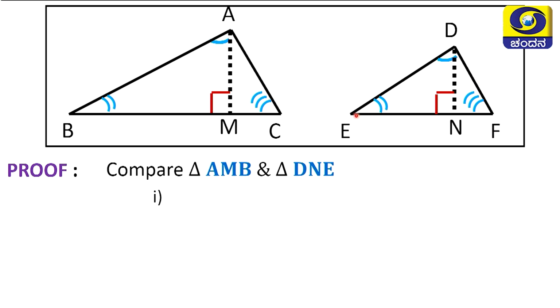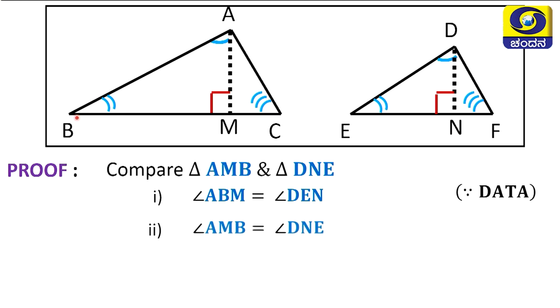The first one: is that angle equal, children, in both? Yes, angle ABM is equal to angle DEN. Do you know the reason? It is because of data. In the data it is said that they are similar. Similar means equiangular. Which is the next angle you want to propose? Angle AMB and angle DNE are each equal to 90 degrees. Do you know the reason? Because of our construction. So this is enough to show that they are equiangular triangles.